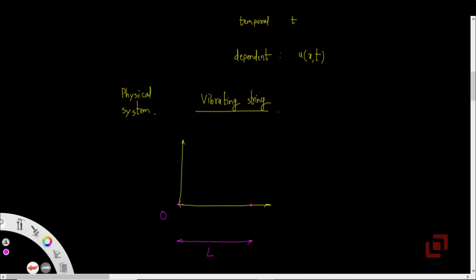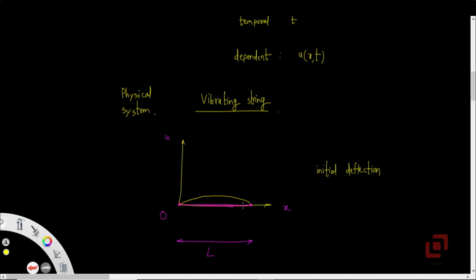Let me show it in pink color. So this is our x-axis and this is our u-axis. Suppose we pluck this string up like this, and if we release it, it will start vibrating. The objective is, once we know the initial deflection of the string. Now what do we mean by initial deflection? By initial deflection we mean the initial displacement that we are going to provide to the string.